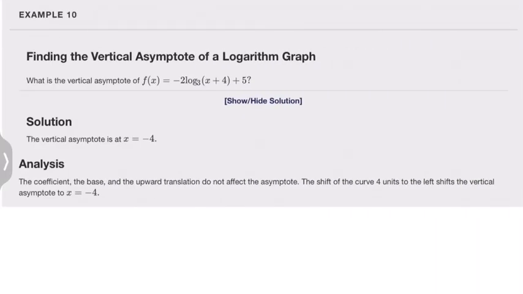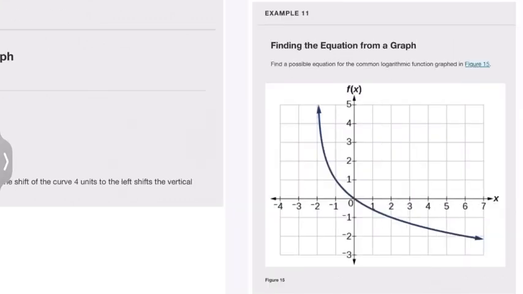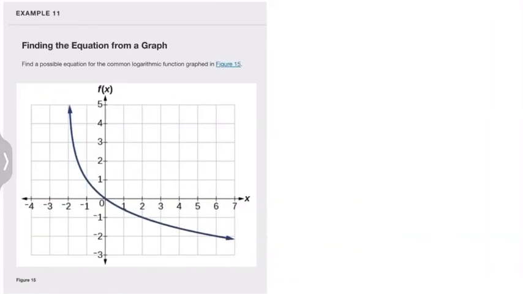Okay. How many more? We're almost there. Find the equation from the graph. Find a possible equation of this common log. So let me see. If we have y equals a log base b of x plus c, plus d. I think those are all of them.